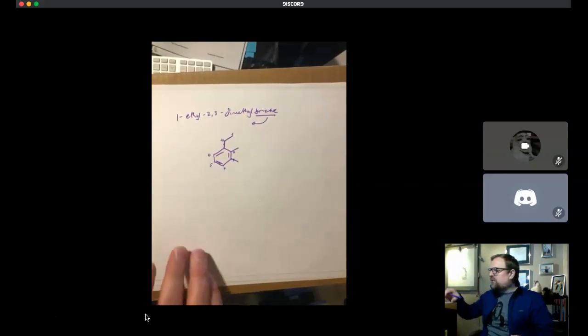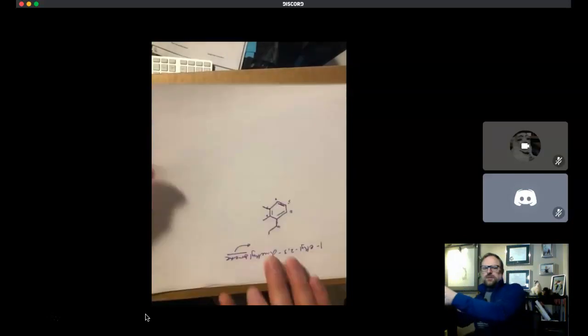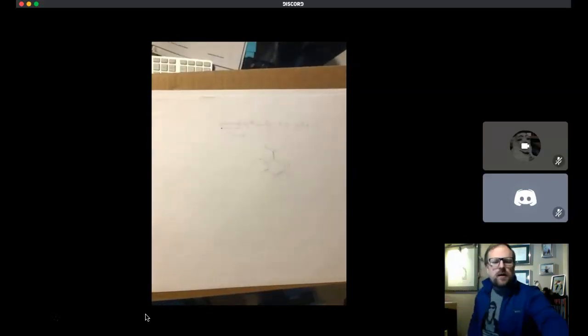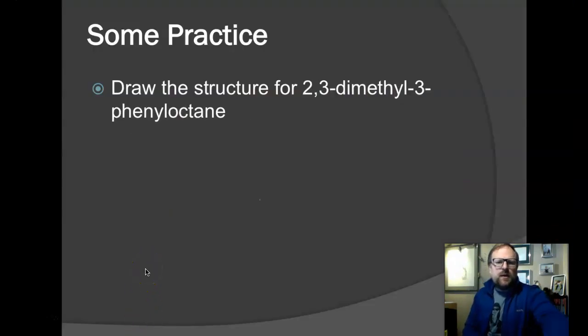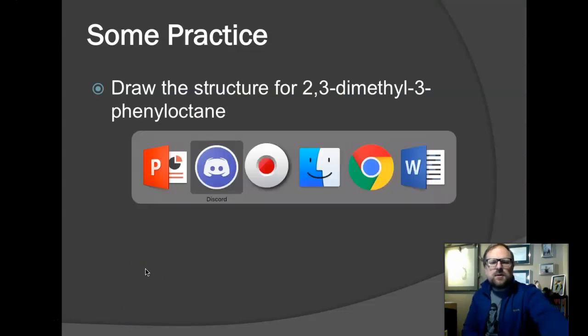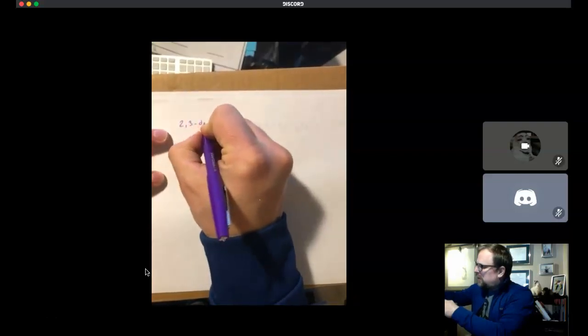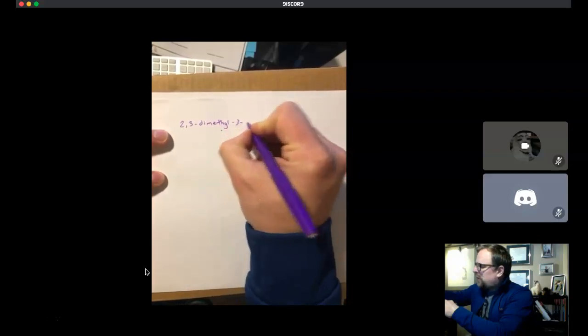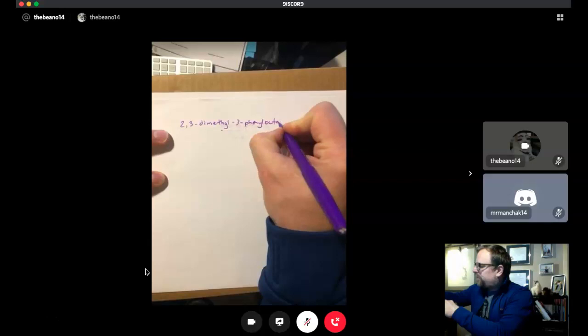I'll draw this next one a little bit bigger for you, so it's a little bit easier to see. I'm just going to flip it over onto the other side here, and we'll draw it that way. So let's go look at the next example. The next example is 2,3-dimethyl-3-phenyl octane. Okay, so let me write that down. 2,3-dimethyl, 3-phenyl, there's my dog barking, octane.